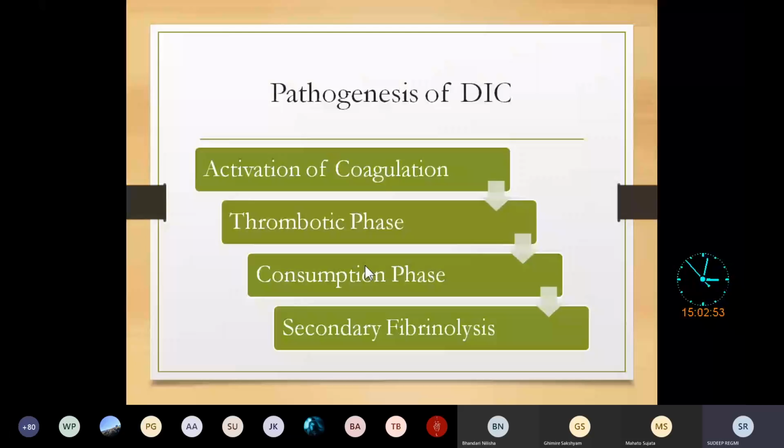And due to this consumption and secondary fibrinolysis, there will be hemorrhage. That's why we call DIC a thrombohemorrhagic disease, because the disease will be oscillating in between thrombosis and hemorrhage. And we do not know whether giving platelets to the patient or the coagulation factors will help or not, because they also might be helping for more thrombus formation.